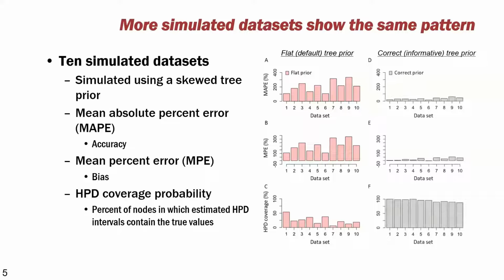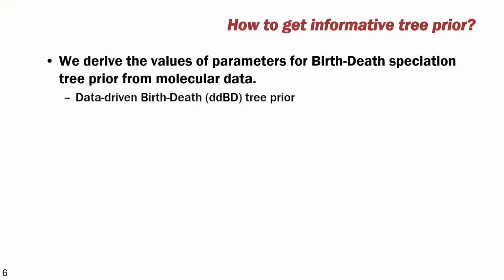But again, if you have some information about the tree prior, then you can have much better results. You can significantly reduce the error rate for all the cases, and have much higher HPD coverage probabilities at around 95%. So now the question becomes, how can we know the informative tree prior, or how to get this correct tree prior? So we developed a method to derive the values of parameters for birth and death speciation tree prior from molecular data. We call that the data-driven birth and death tree prior.